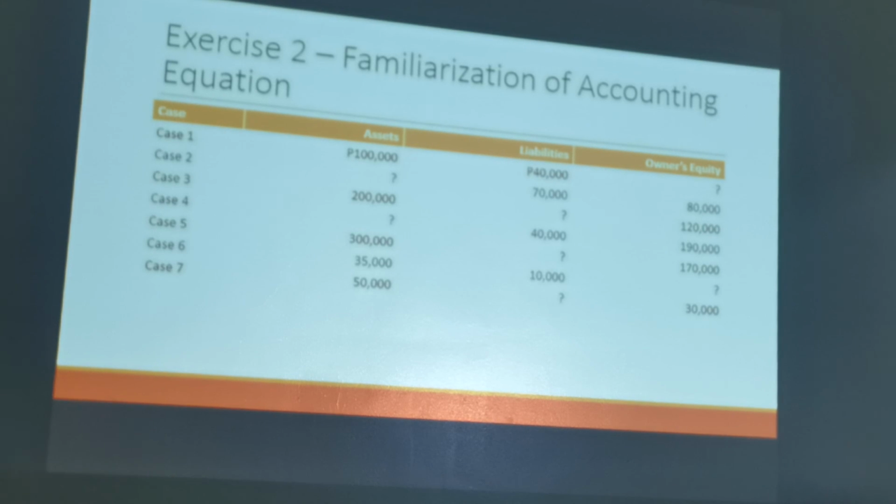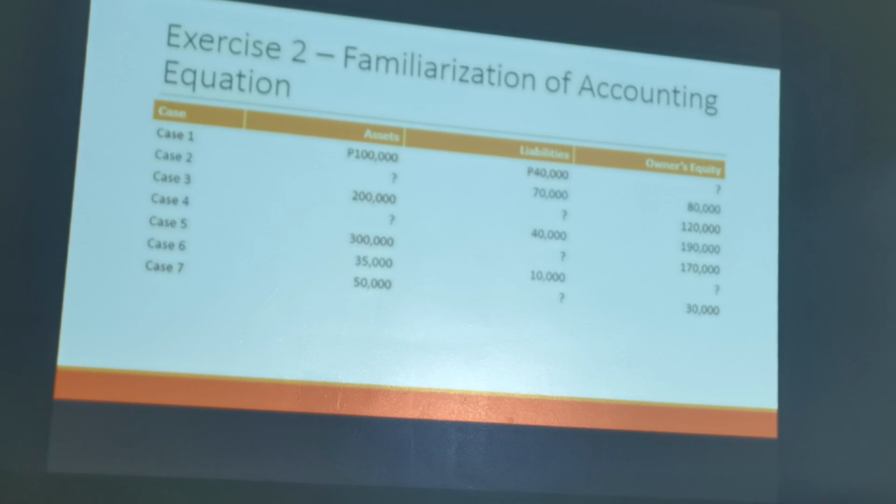So, total assets is what? 100,000. Liabilities is 40. We're looking for owner's equity. So, how much is owner's equity? Great! Tama, no? Magkano siya? 60. Tama, kasi 40 plus 60 is equal to 100. Right? Okay, so we're looking for total assets. Liabilities is 70. Owner's equity is 80. So, magkano total assets natin?